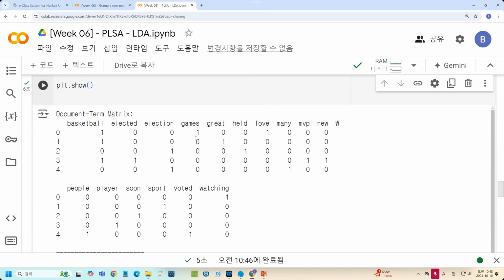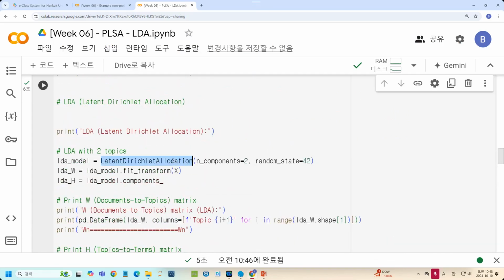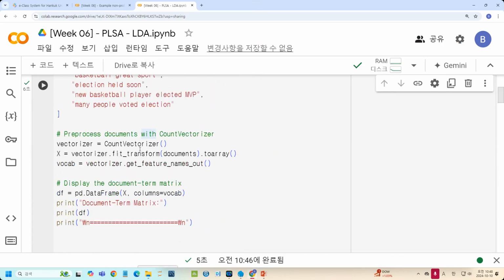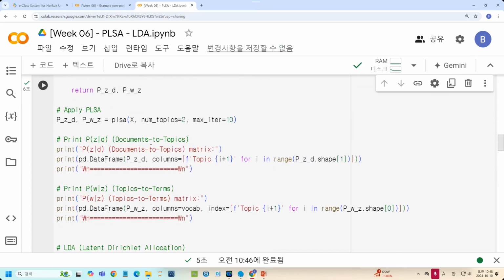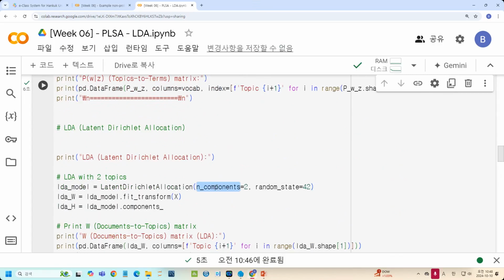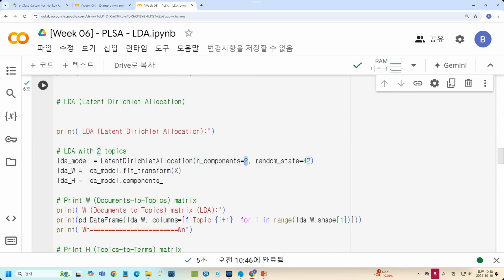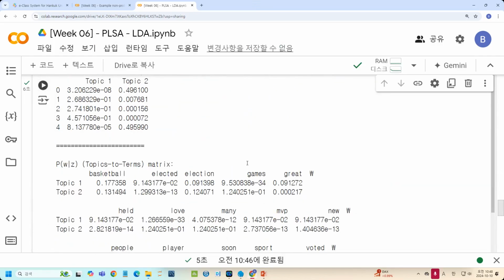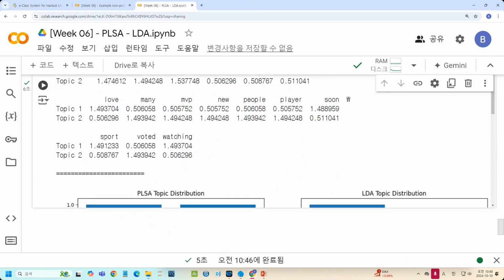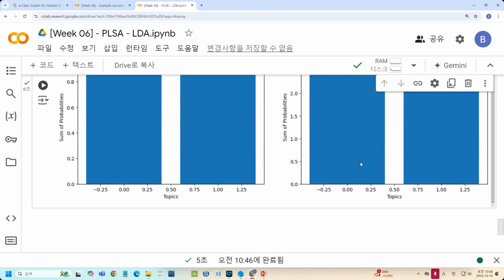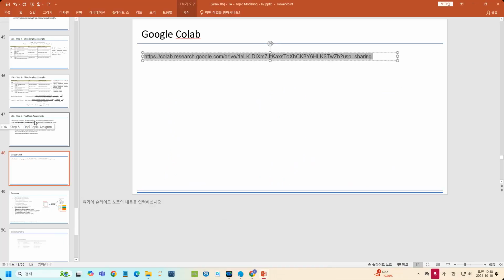For the LDA, you can just use the library like this one, like what we looked at for the other algorithms, let's say the NMF and also the LSA. You just set the number of components that you want to look at, which means the number of topics that you want to search. So this is the result. Using the LDA, we have topic one and topic two, the topic terms, and the topic distribution. Anyway, all of these things in topic modeling are always about how we know that the documents or the terms apply to particular topics.